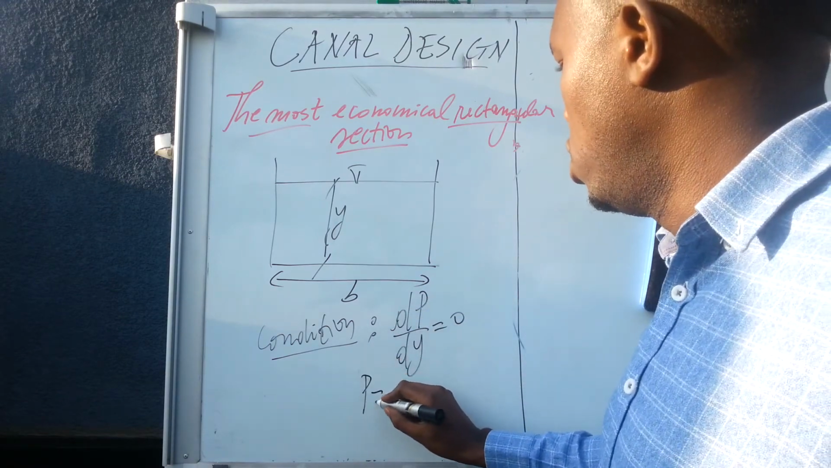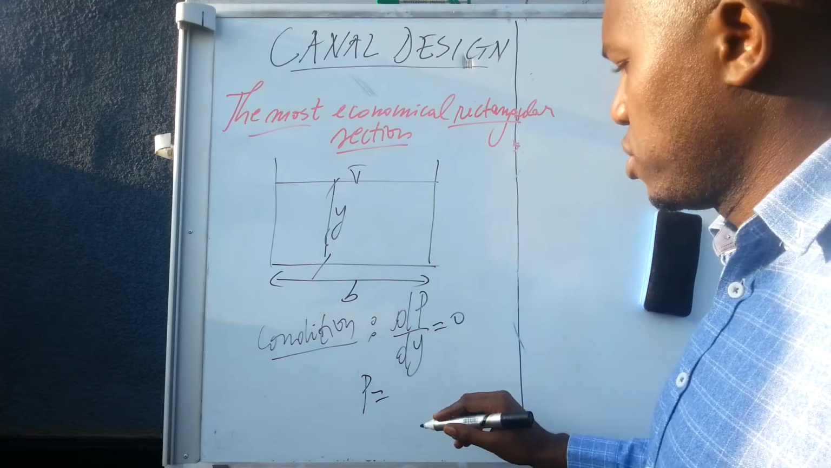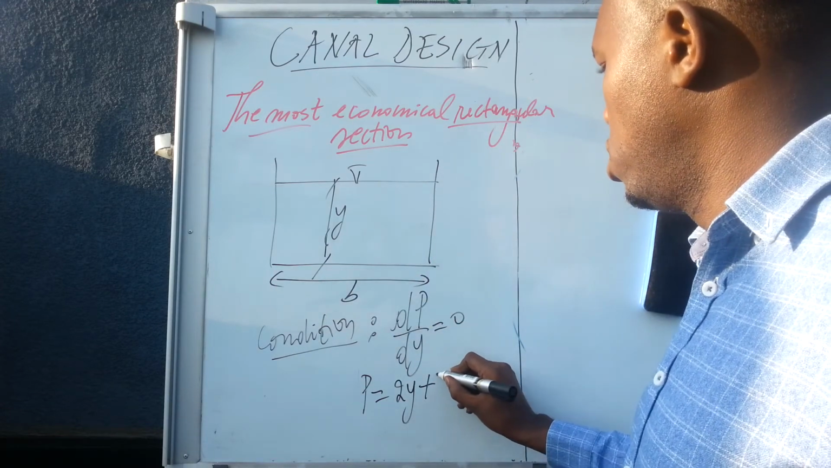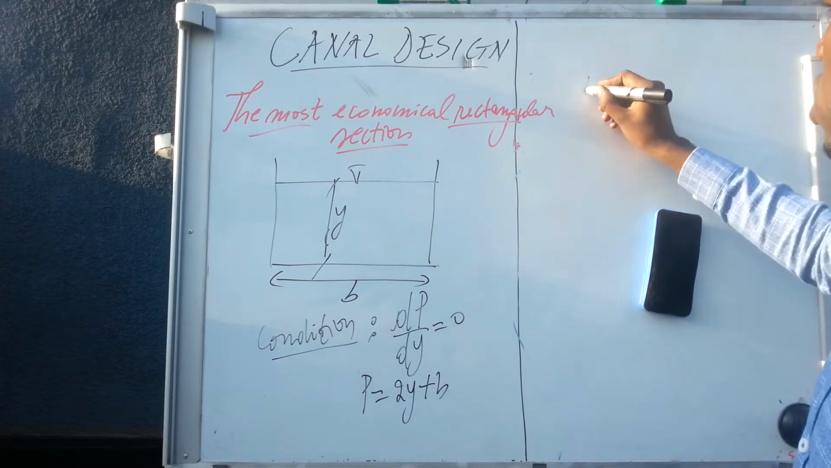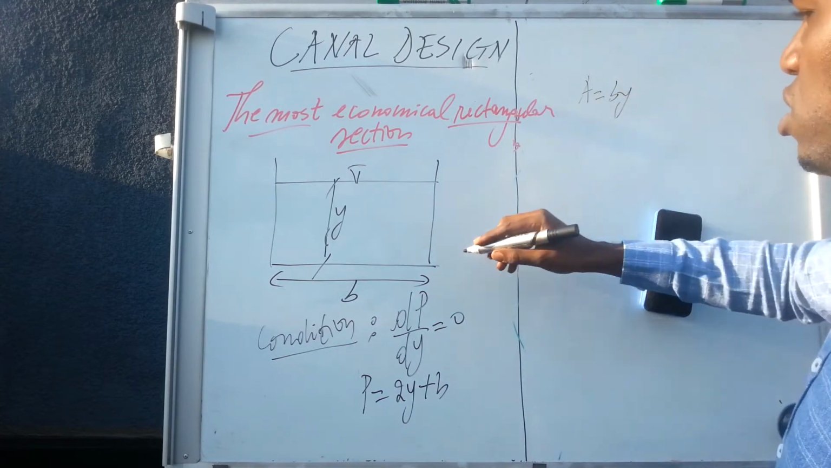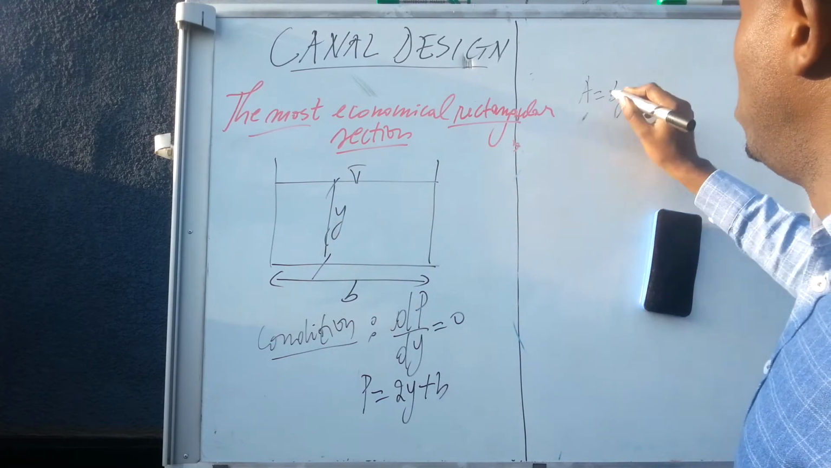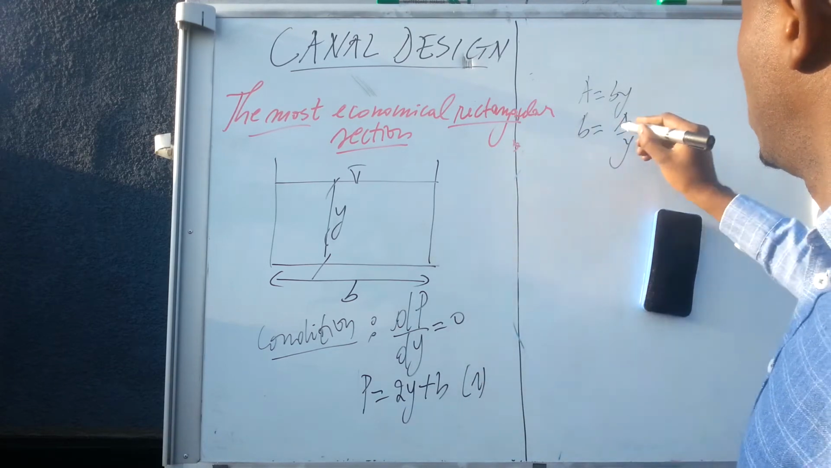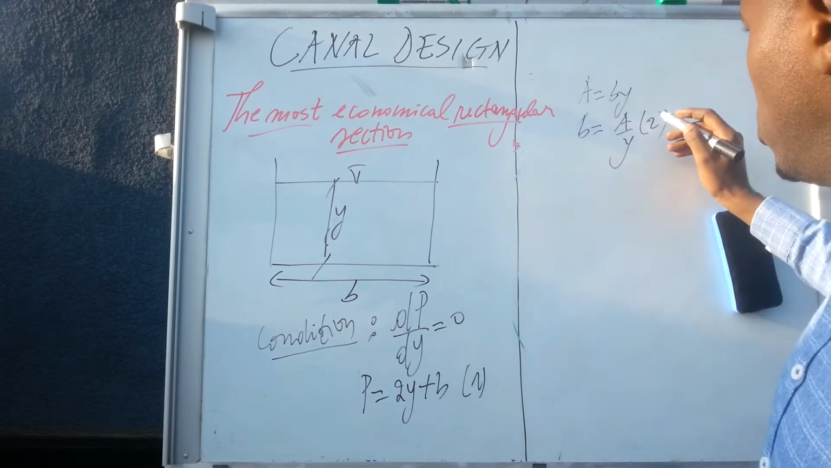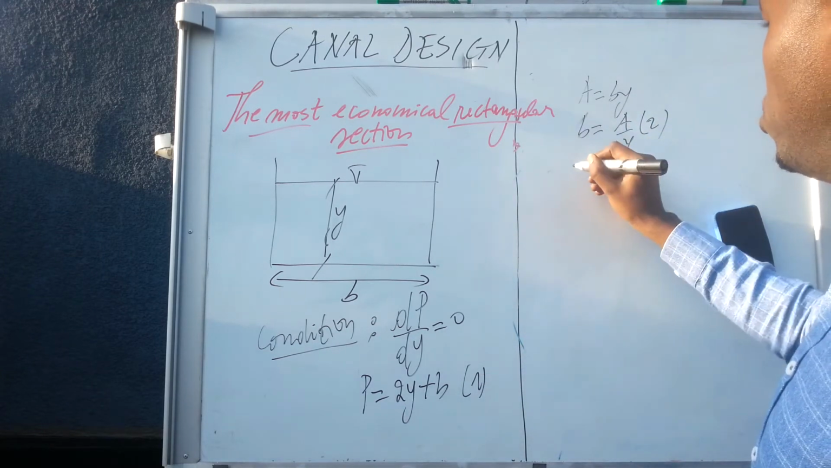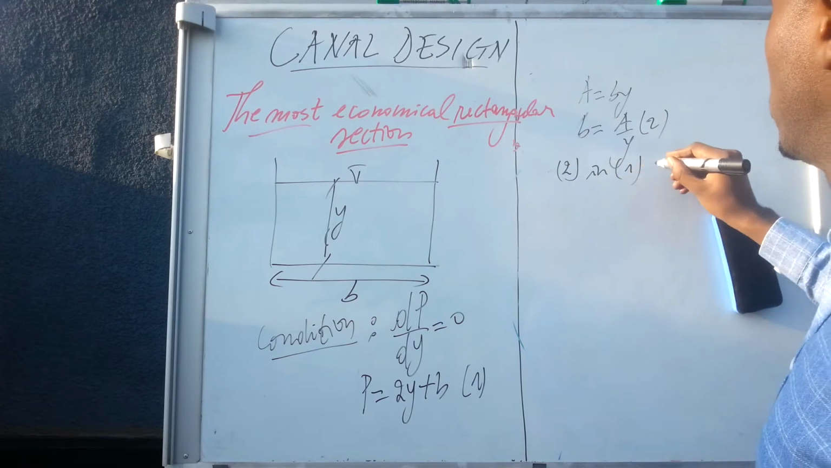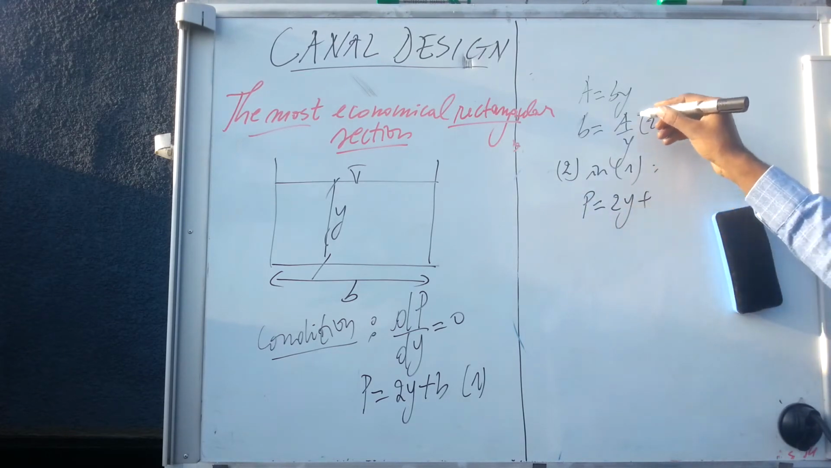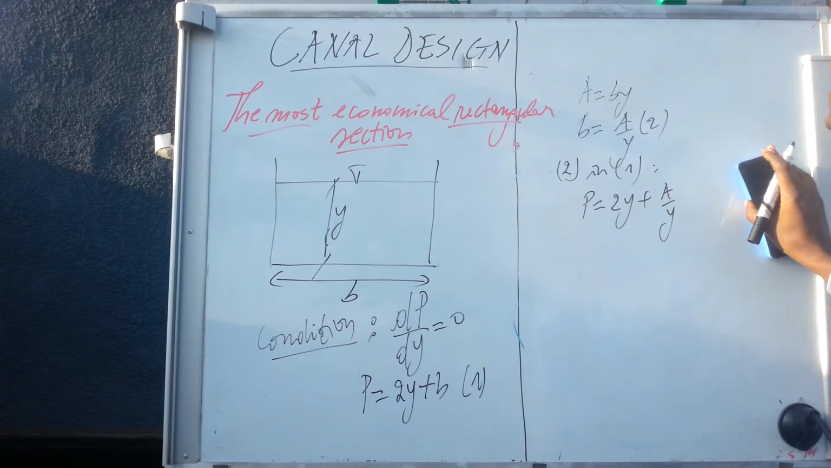That is the condition. So first of all, we should put P as a function of Y. So what is P here? We have 2Y plus B, equation 1. On the other side, we already know that the area is equal to B times Y, meaning B is equal to A over Y, equation 2. Once we replace 2 in 1, P will be equal to 2Y plus A over Y.